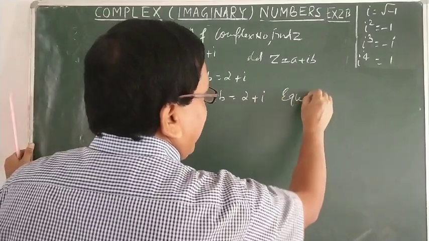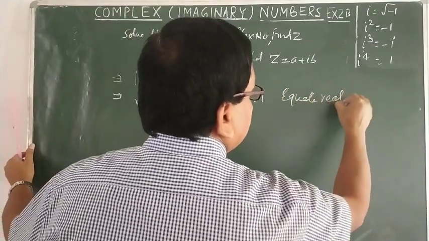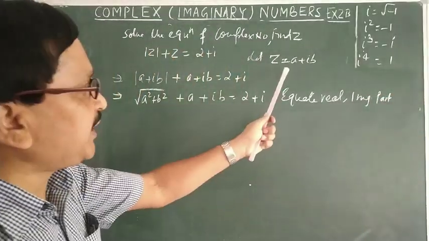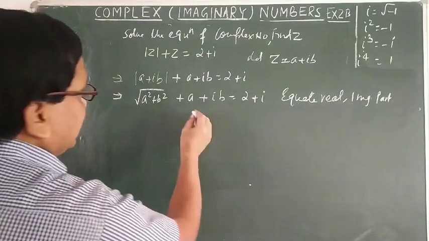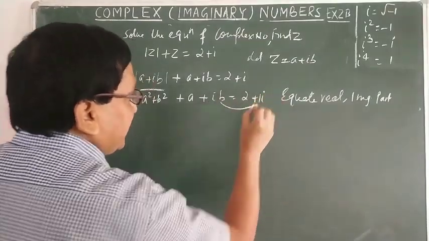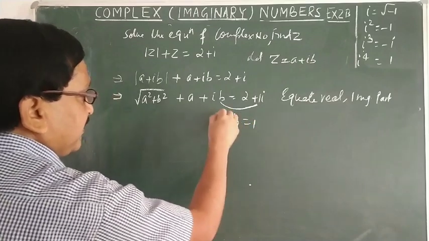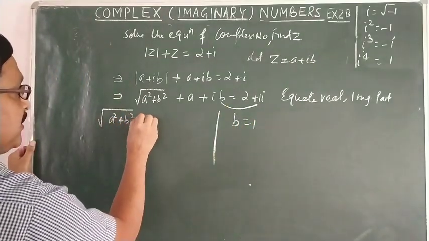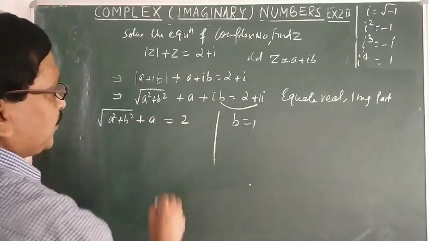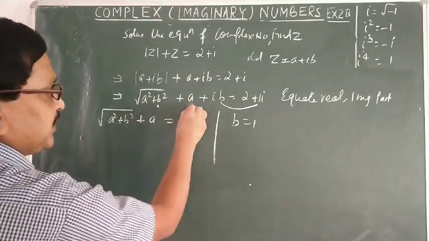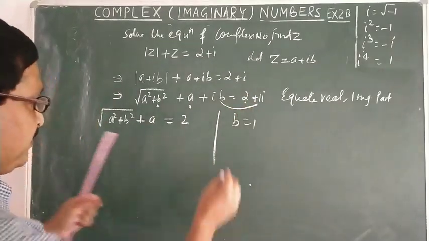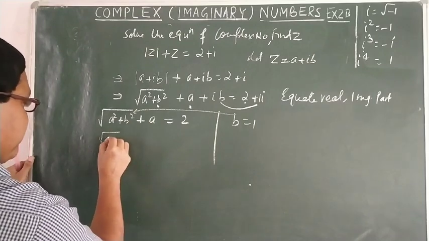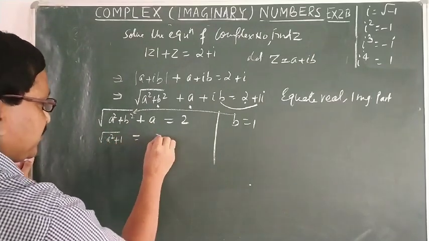Equate the real and imaginary parts. To solve the complex number you need a and b. So let us see. This is your imaginary part, 1. So b is equal to 1. And you get root of a square plus b square plus a is equal to 2. This and this are the real part. Use b is equal to 1 here. So this is root of a square plus 1 is equal to 2 minus a.